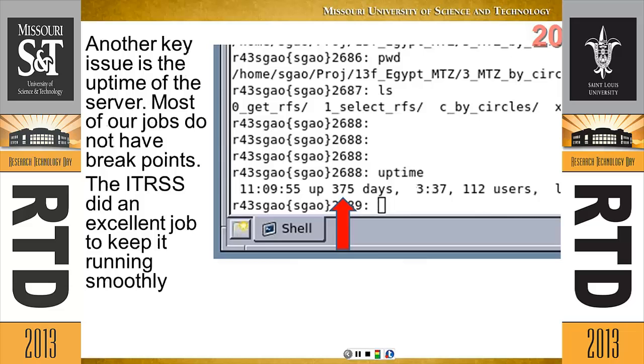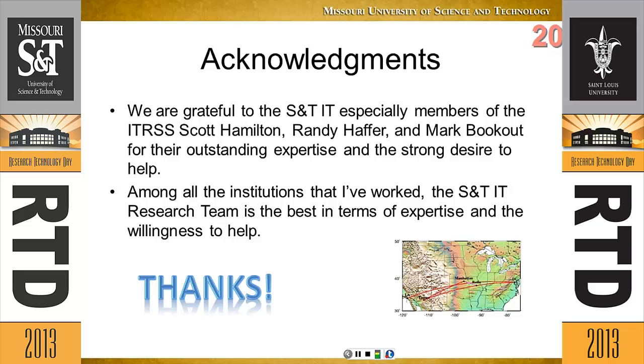Another key is uptime. Most of the jobs take a long time, and I just checked the uptime this morning. You see this machine has been running for more than a year. This is really good. It's very unusual, I believe. The reason is that the IT research support team did a great job maintaining that computer. 375 days it has been running. So I want to thank the IT people for their support, and we will continue to work with IT to do some good research. Do you have questions?